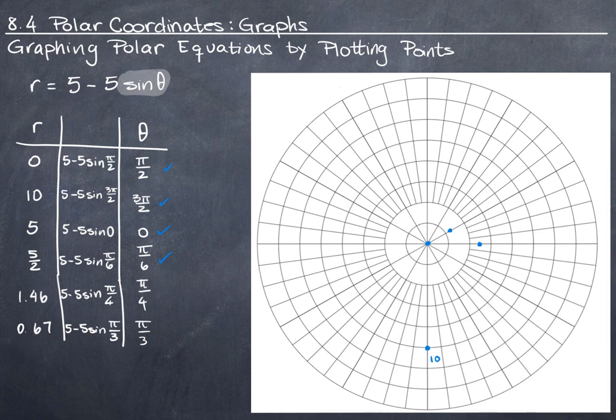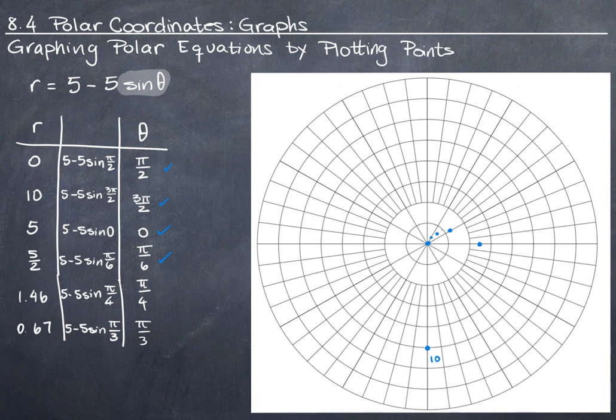At pi over 4, I'm on this line right here, so I'm going to go out 1.46. Remember, my units are 2 here, so this is 2. 1.46 is about here, actually. Nope, it's more like here. There we go. And then at pi over 3, which is this line, I'm at 0.67, so not even 1. If this is 0 and this is 2, here's 1, that's halfway, so I'm going to be here, right about there.